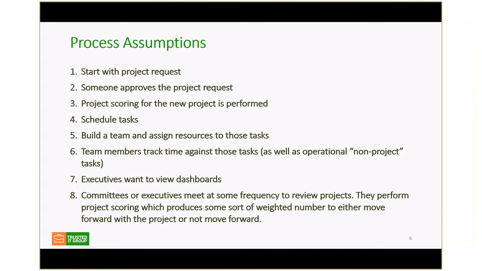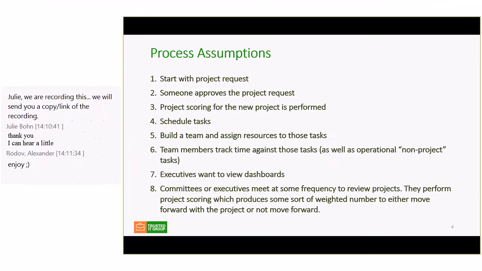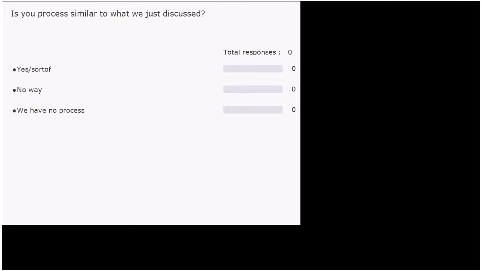And then lastly, you might have committees, or executives that meet at whatever frequency, that are going to review the projects. They also want to be able to do project scoring. They might want to overwrite the initial project scoring because they're executives and they know best, of course, right? So they're going to want to overwrite the scoring, which is then going to produce some kind of weighted number. Based on this weighted number, you're going to be able to move forward with the project or not move forward with the project. So let's do a quick poll.